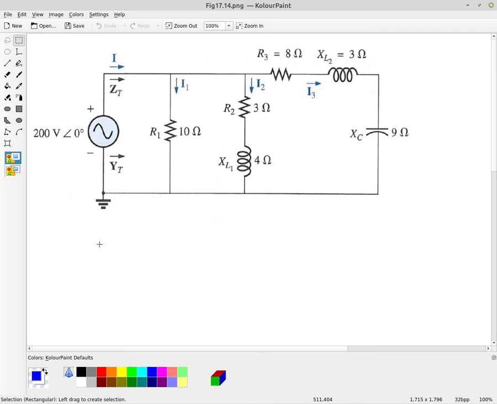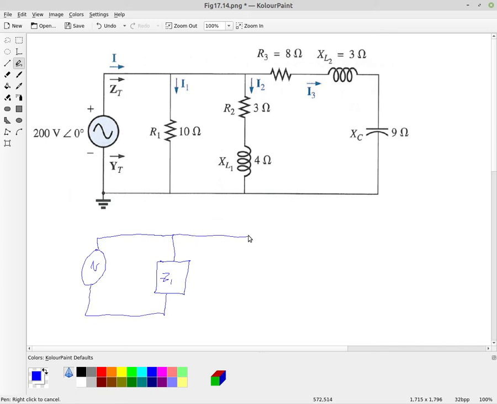So if we start by just redrawing the circuit, we'll just draw the circuit down here with our sine wave supply, and then we have the first impedance, we'll call this Z1, and we have the second impedance, Z2, and a third impedance, Z3.